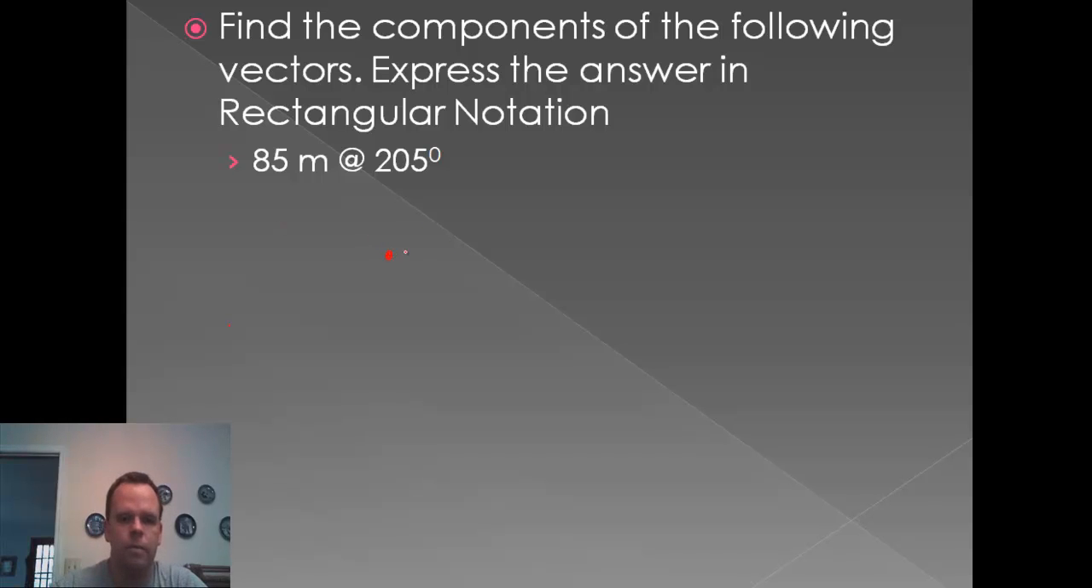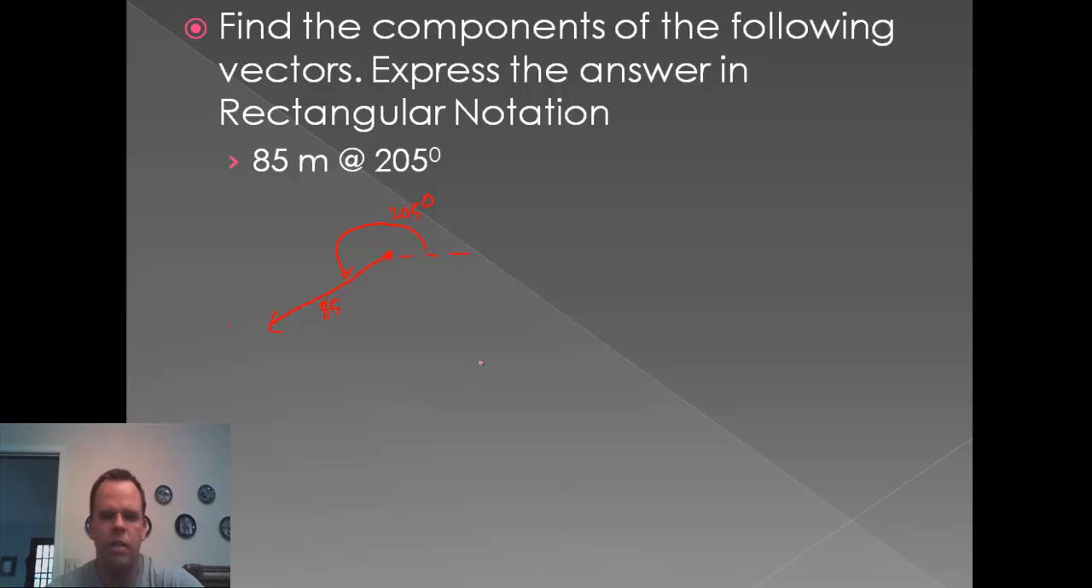In this case, we know 0 is the positive x-axis here. We're going counterclockwise past 180. It's going to be down here in this third quadrant. It's going to be 85 meters long at 205 degrees. Now we have two options here on where we're going to put the x and y components. We could put the x and y components on this side down by the 270 or by the 180.